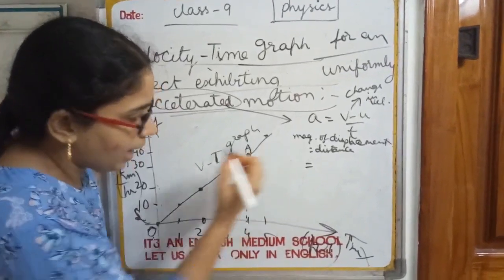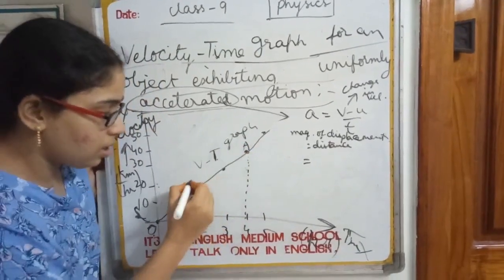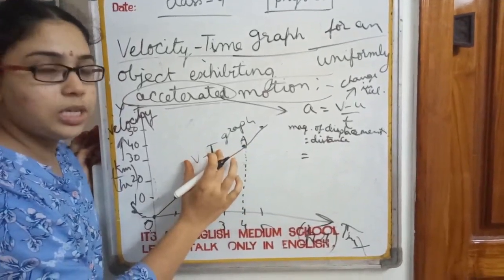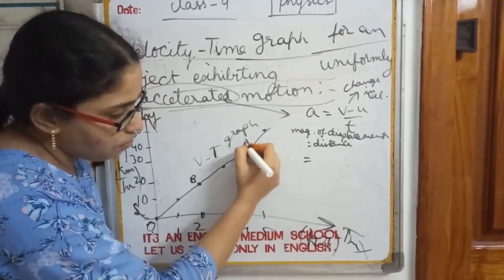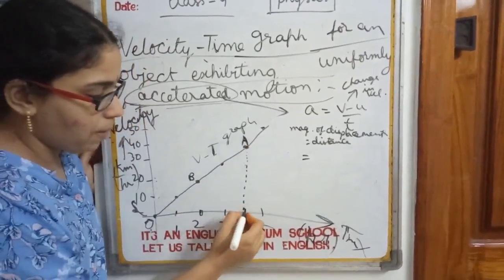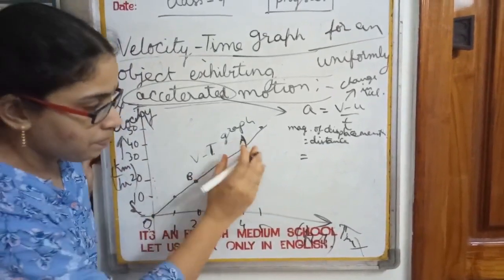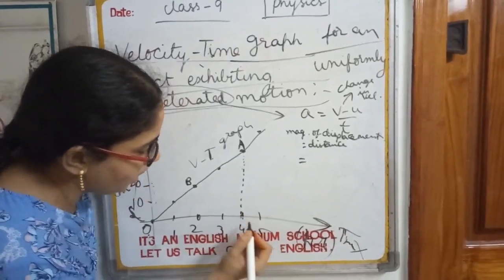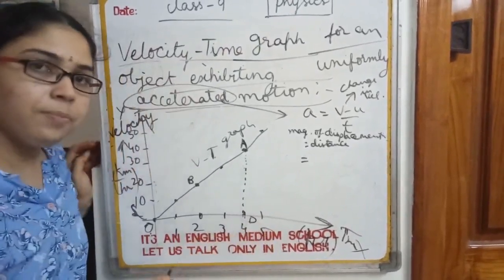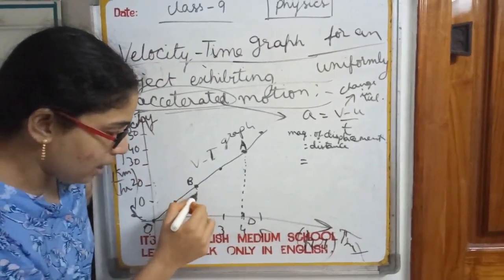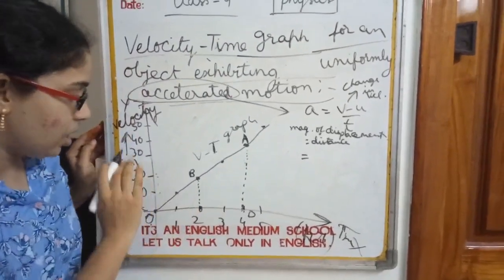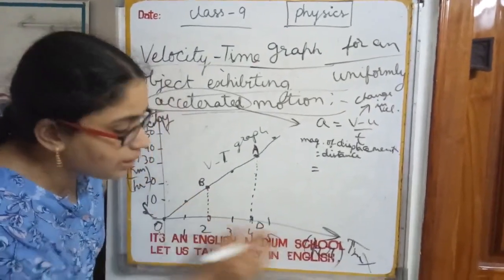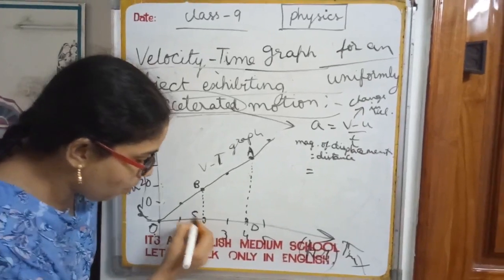From the point A, AB is the small portion which I considered in this velocity time graph. From A, we have to draw a line parallel to velocity and perpendicular to the time axis, such that it meets the time axis at a point D. Next, draw a line parallel to the y-axis, that is the velocity axis, from B, perpendicular to the time axis, and it should meet the time axis, that is the x-axis, at the point C.